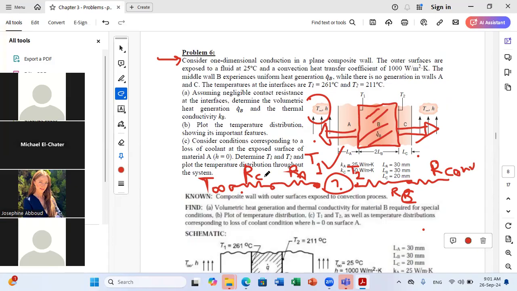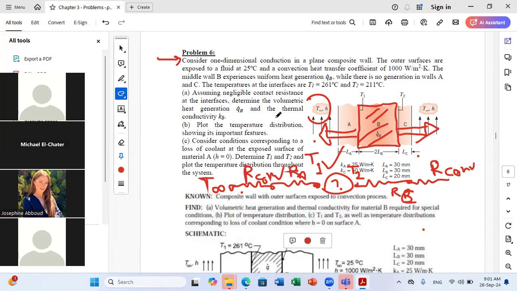Okay. And here, since we have the same properties, T infinity and H, the convection resistance from this side will be equal to the convective resistance from the other side. Now, they want us first, assuming negligible contact resistance at the interface, to determine the volumetric heat generation Q dot B and the thermal conductivity KB.